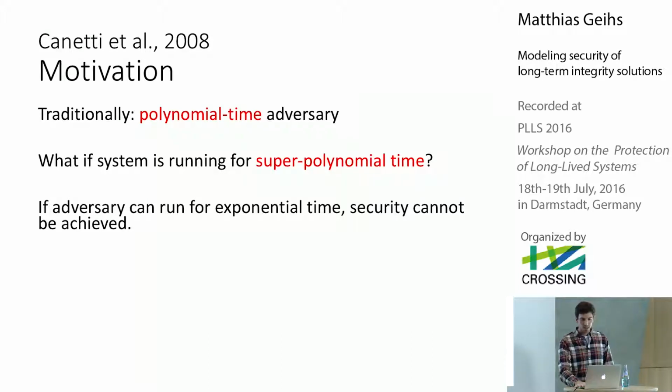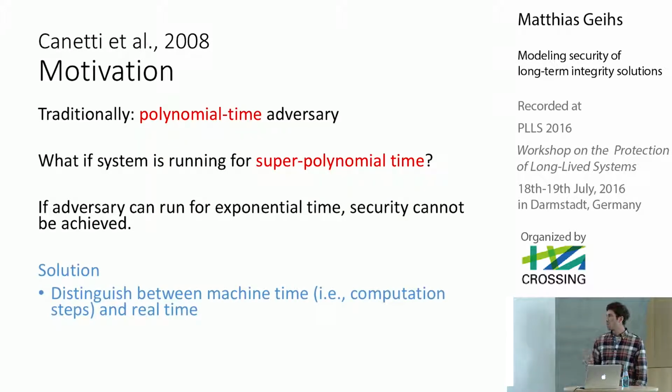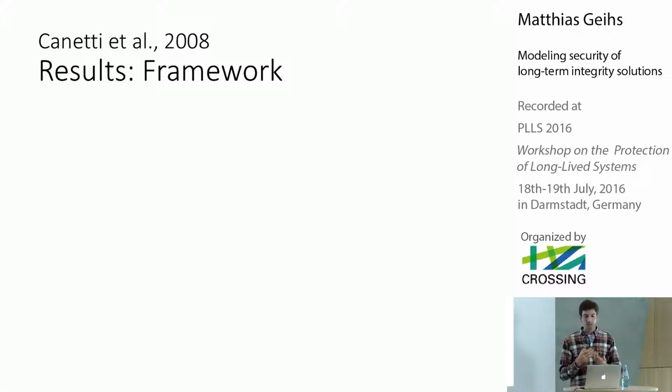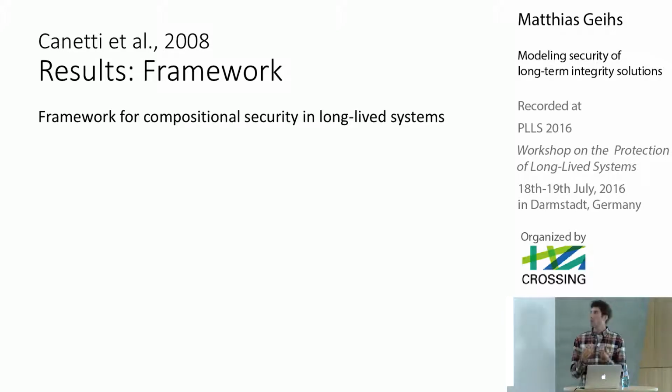So the idea in this framework that they propose is that they distinguish between the machine time, so the number of steps that the adversary computes, and they also have a notion of real time. And then they can say, okay, we do not bound the overall power of the attacker for the whole time, so he may actually run for unlimited real time, but the computation power per unit of real time is bounded. And this allows them to define and model some of the following notions. They give a framework for compositional security in long-lived systems.